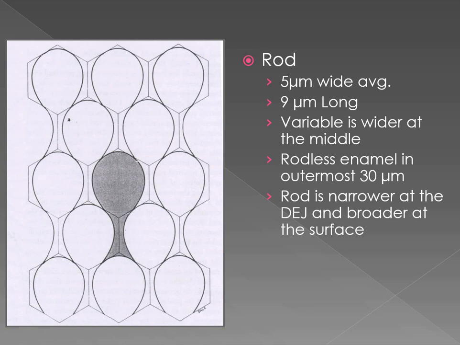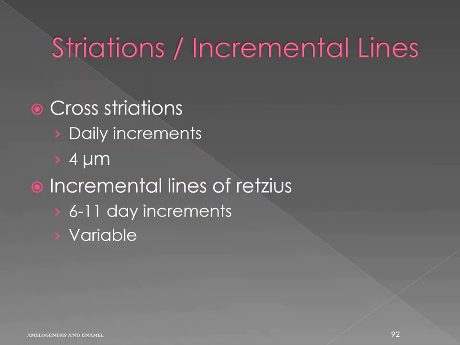These rod structures are roughly 5 microns wide and 9 microns long. They are of variable width and wider at the middle. The rodless enamel, which is the outermost as well as the innermost surface where the Tomes process is not formed, is around 30 microns in thickness.